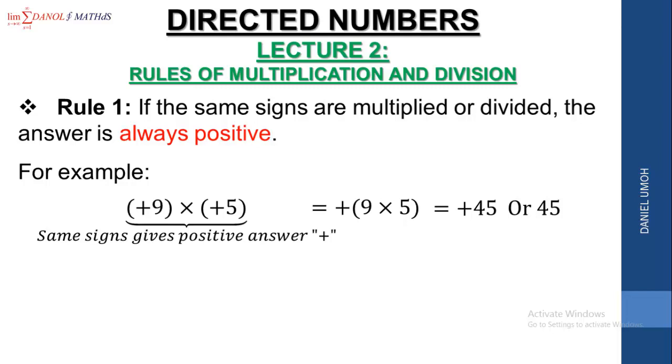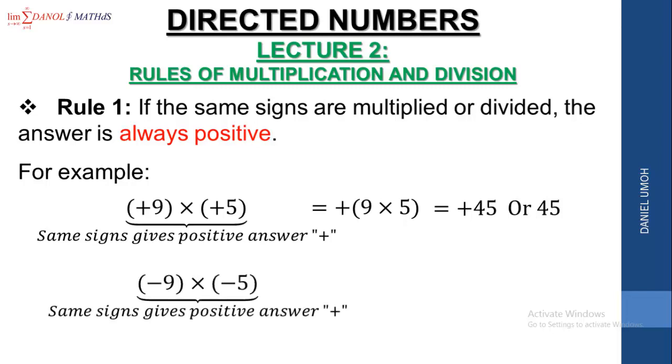Let's look at another example. Let's say minus 9 times minus 5. They are the same signs, minus and minus. So, since the same signs are multiplied, the answer must be positive. That's why we have plus, then 9 times 5. And that gives us plus 45 or 45. Now, another example, because we want you to understand this very well.